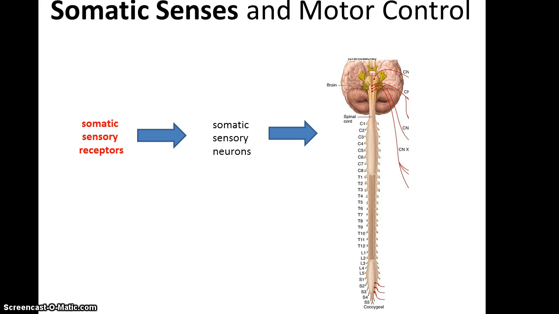So, you have to have some sort of somatic sensory receptor that is going to detect the change, and then a somatic sensory neuron that's going to carry the signal to the central nervous system. Sometimes the somatic sensory receptor and the somatic sensory neuron are actually the same cell.